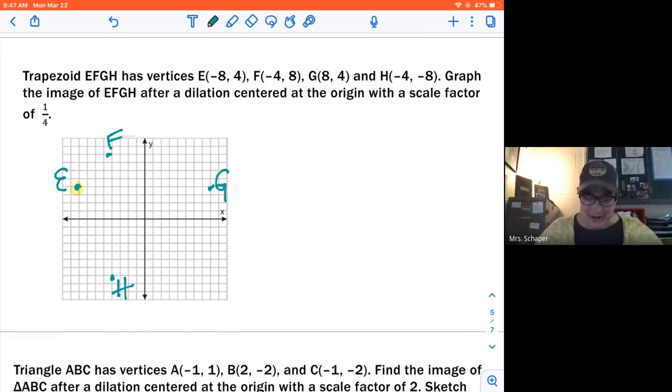All right, so here we go. Now what we're going to do is take this and dilate it from the center, from the origin, at a scale factor of 1/4. Because it's the origin, I can take the x value and the y value of each ordered pair and multiply it by the scale factor.